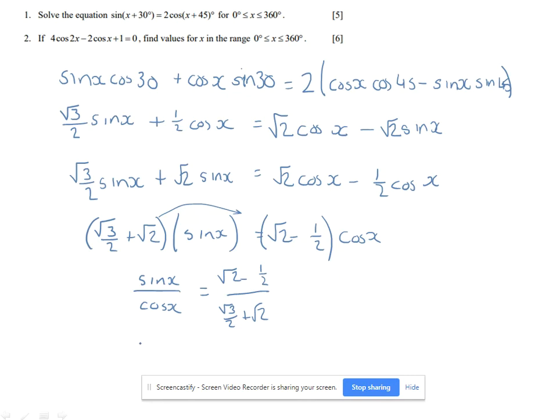And when you put that into your calculator, we end up with tan inverse of 0.4, which gives us 21.8 degrees. We can then use our CAST diagram, and we're looking for the A and the T. All Schools Teach Children, so we're looking in this section and this section, which means our second answer is going to end up being 180 plus the 21.8, which is 201.8.